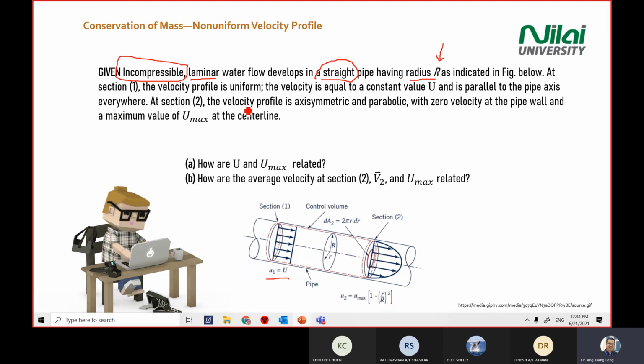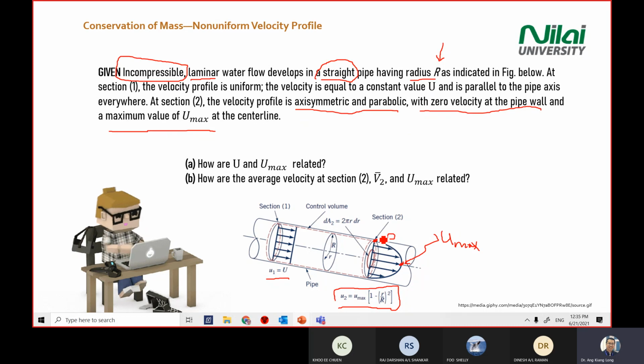And then section 2, velocity profile is asymmetric and parabolic. So you have seen parabolic, and there's an equation given in the diagram: U2 equals U max times 1 minus (r divided by R) squared, with zero velocity at the pipe wall and the maximum value of U max at the center line. So it means that at section 2, the velocity here at the wall will be 0. The velocity here, at the center of the pipe, you'll get U max, the maximum velocity.